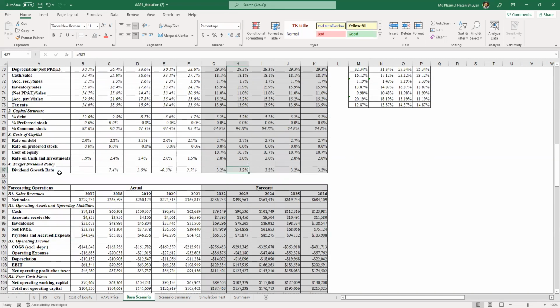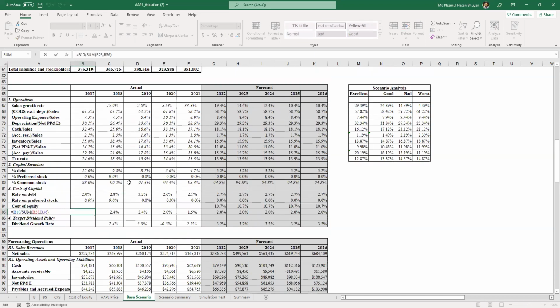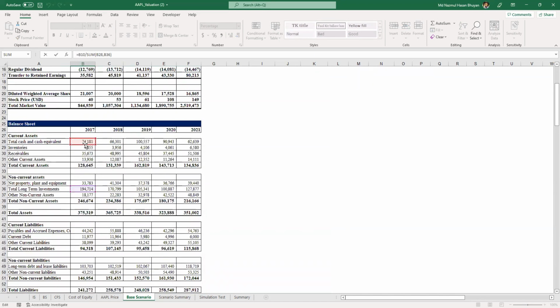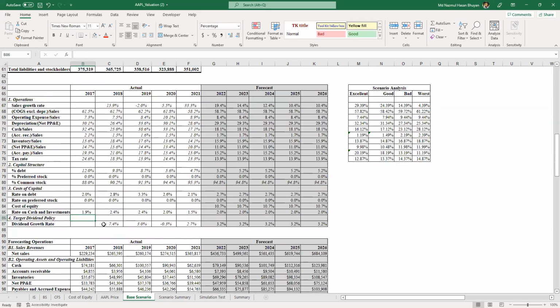All right, then rate on cash and cash equivalents, we have some interest income. So here we get our interest income over our cash and cash equivalent and investment accounts. So we have here long-term investments. Do it for every single year. Then dividend growth rate.